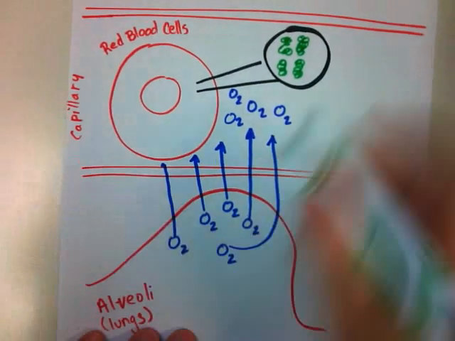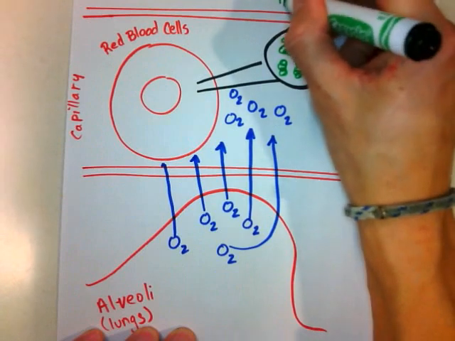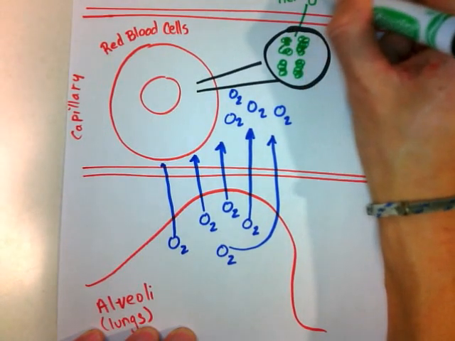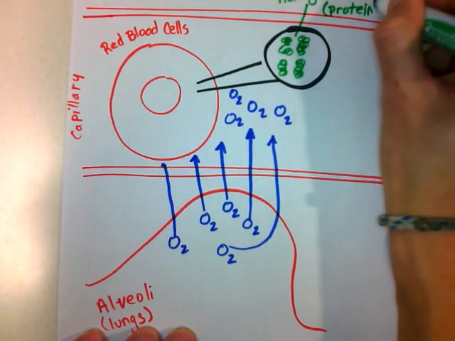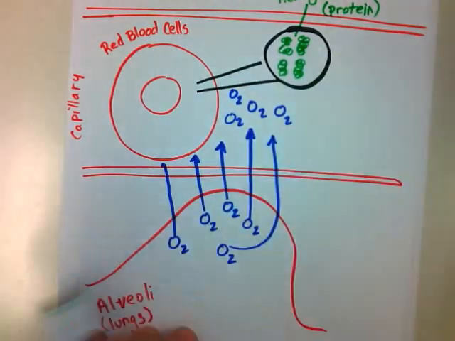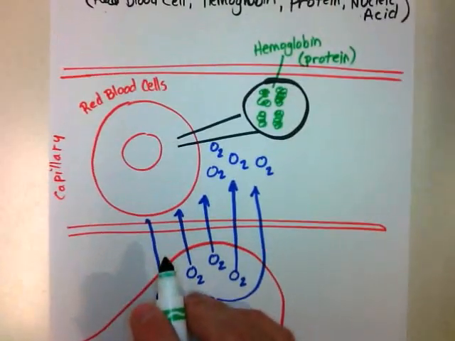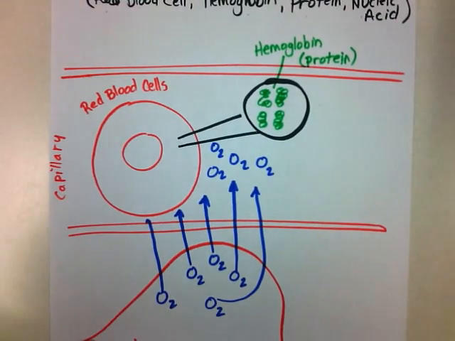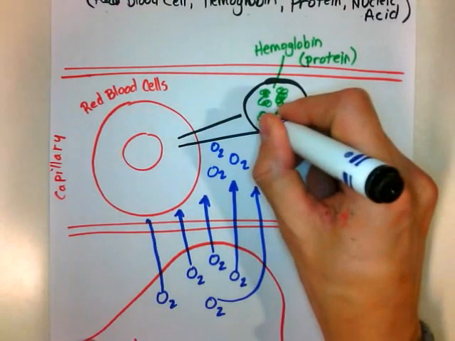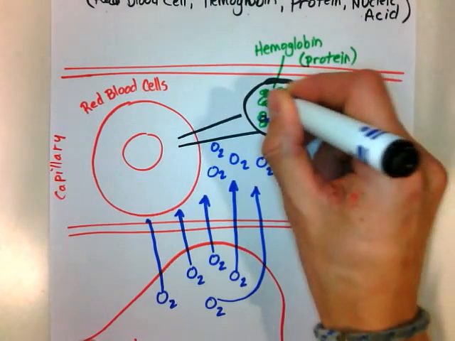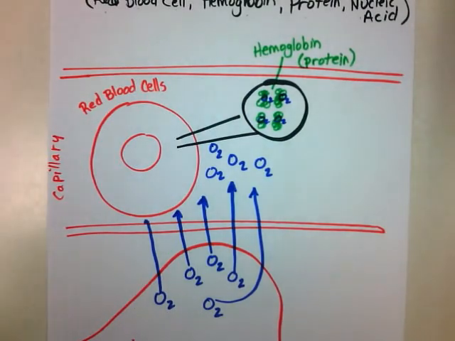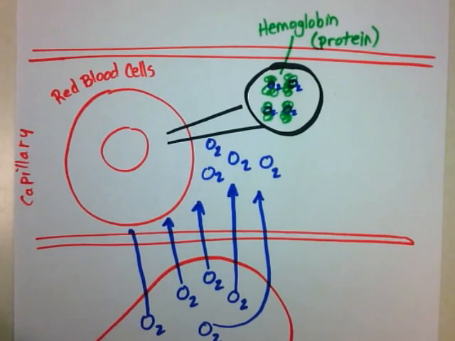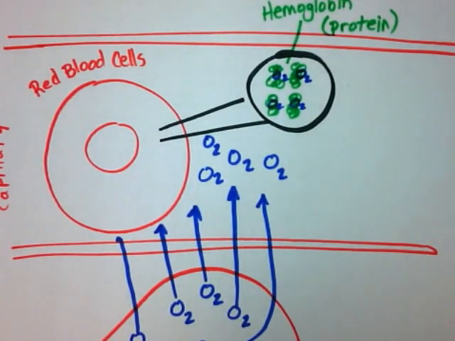That is hemoglobin. Hemoglobin is a protein. Your cell makes this hemoglobin. The hemoglobin binds oxygen inside. You can only have 4 oxygen molecules in one hemoglobin molecule. What I just drew in are oxygen molecules.